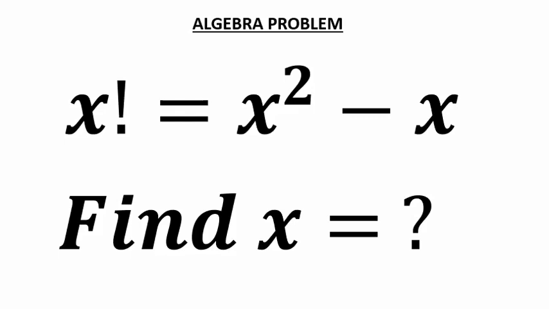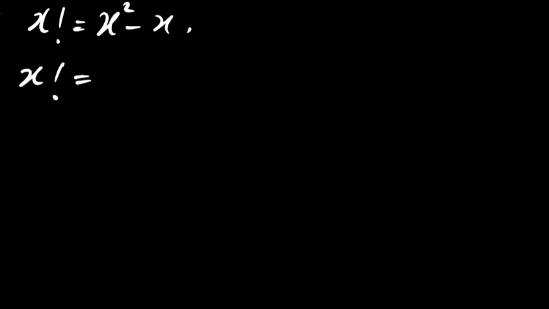This video is all about finding the value of x when x factorial is equal to x squared minus x. So, we have x factorial equal to x squared minus x. What is common to these terms is x, so let's factor it out into x times x minus 1.